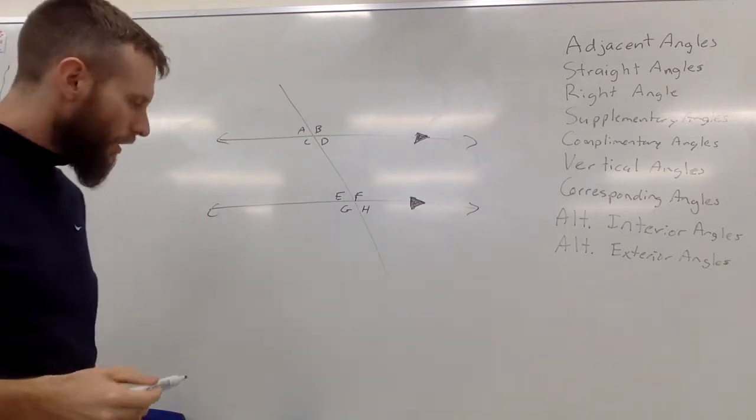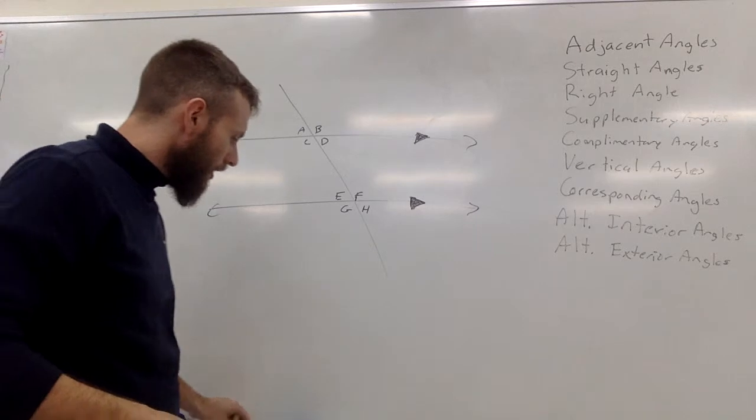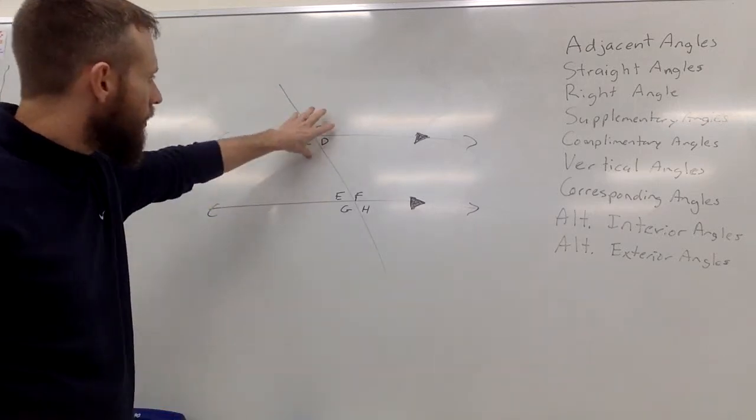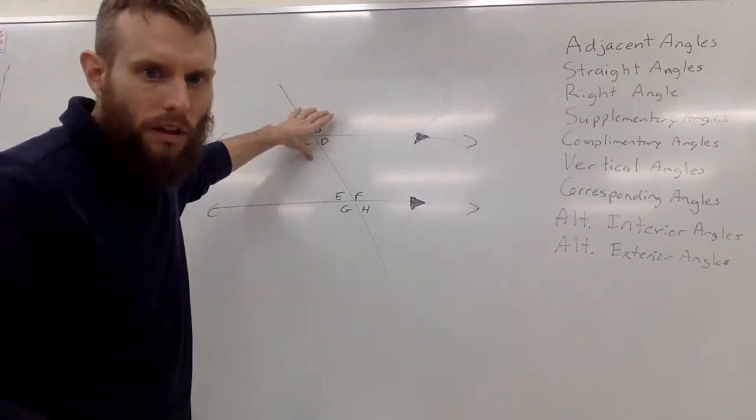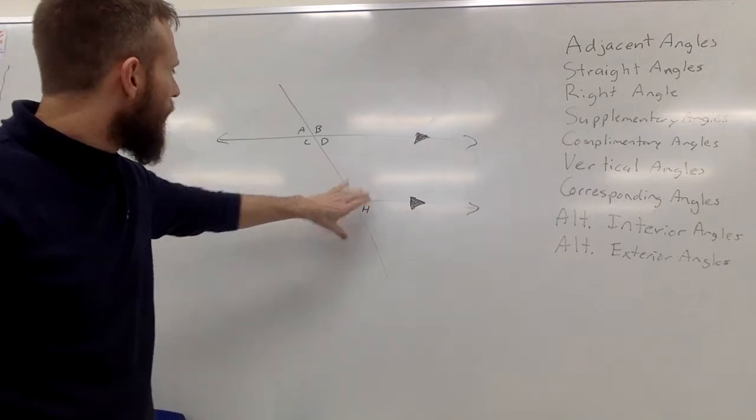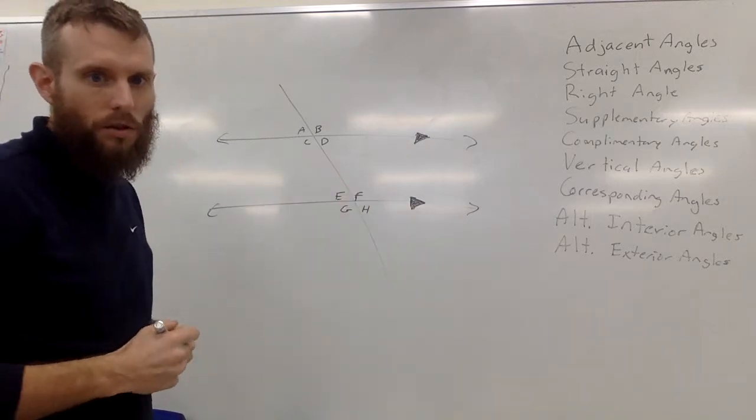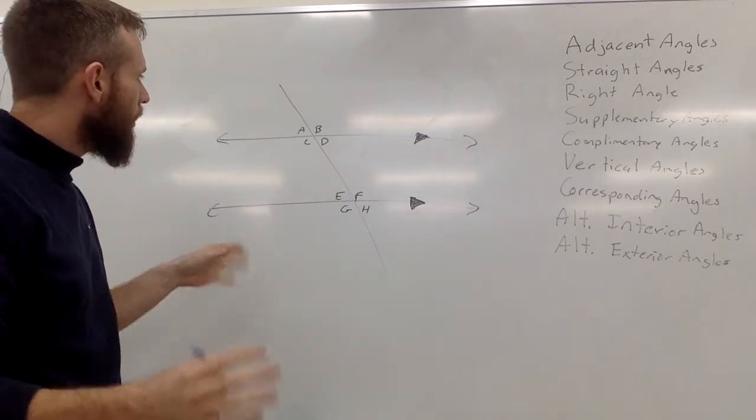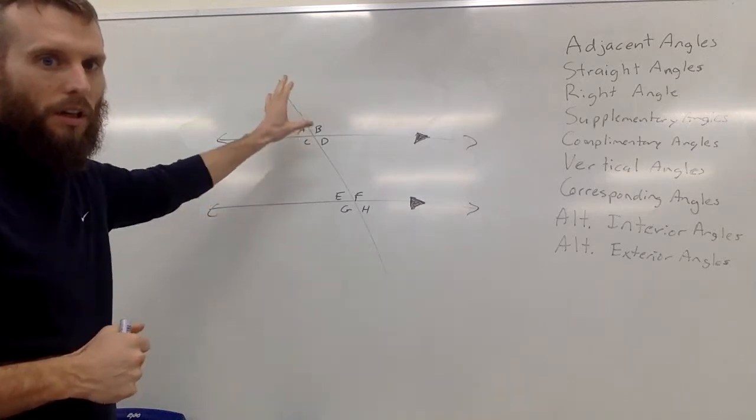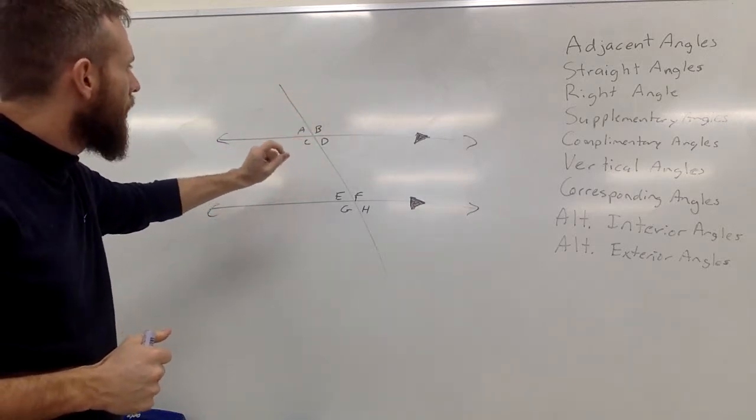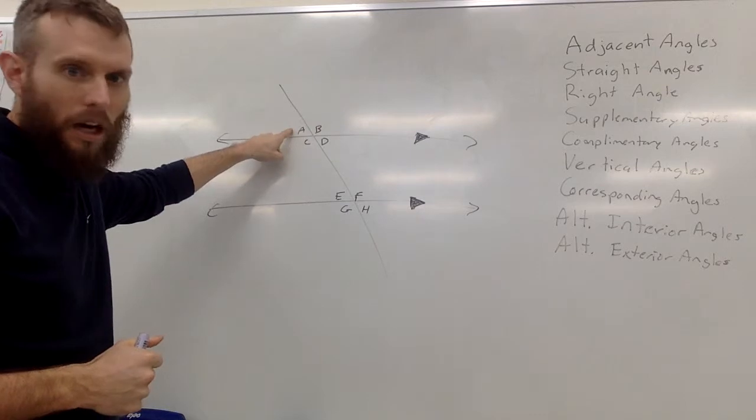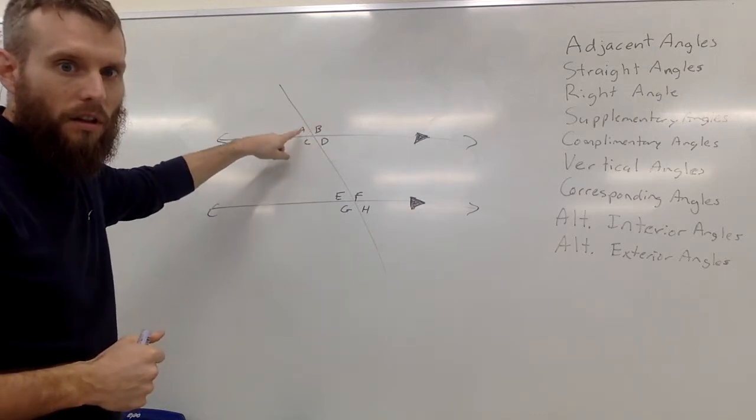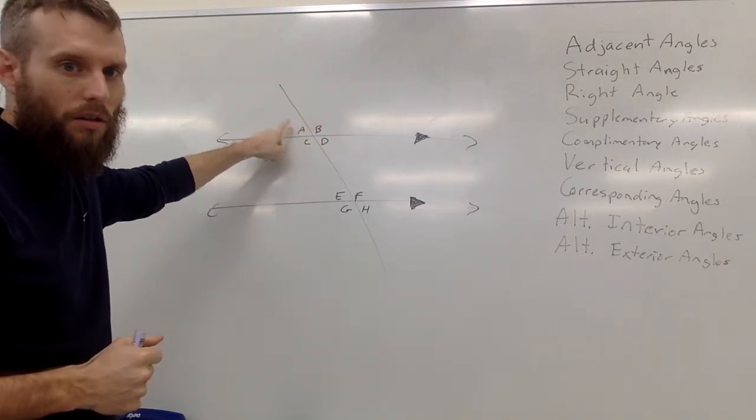Well, corresponding angles means that if you look at this intersection here, and if you look at this intersection here, the corresponding angles are in the same relative position of the intersection. In other words, A is the top left of all these angles here. So A is the top left.